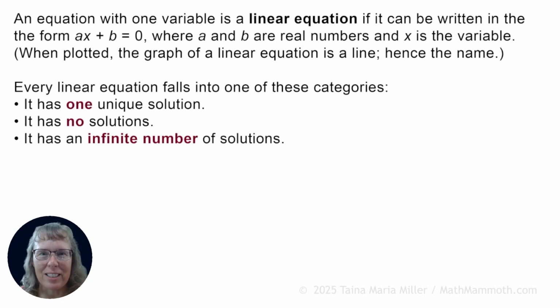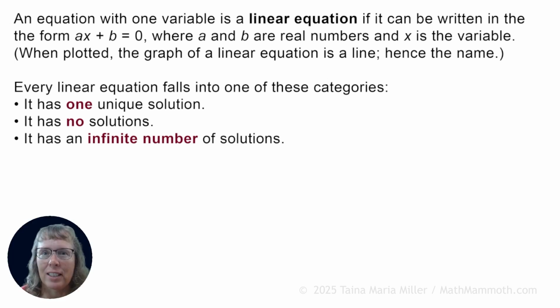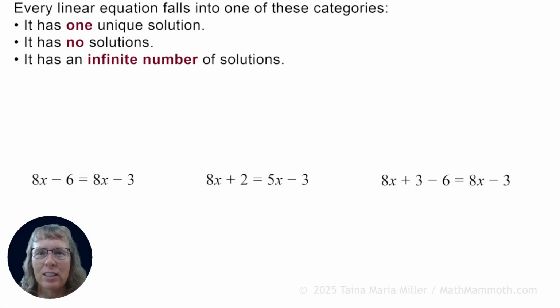Okay, here are some facts about linear equations. Let's read it together. An equation with one variable is a linear equation if it can be written in the form ax plus b equals 0, where a and b are real numbers and x is the variable. And then when plotted, the graph of this linear equation is a line. That's where it gets its name. And every linear equation falls into one of these categories. It has one solution, or it has no solutions, or it has an infinite number of solutions. It is an identity.